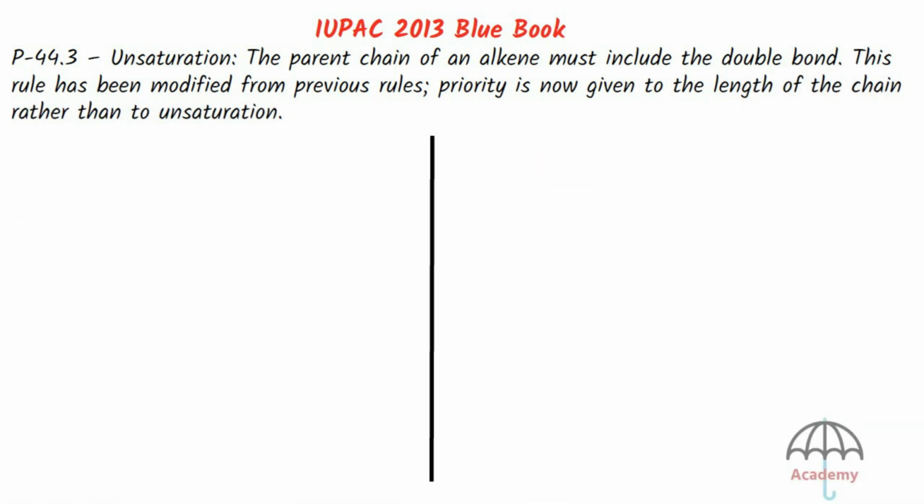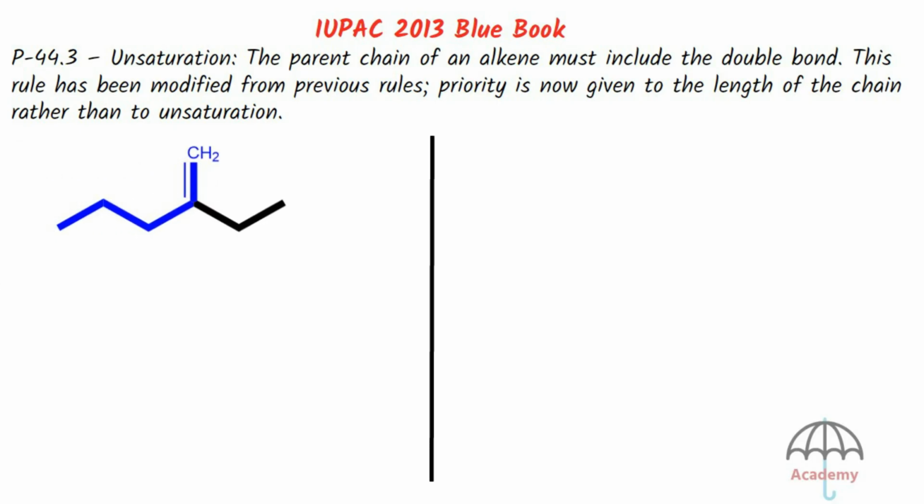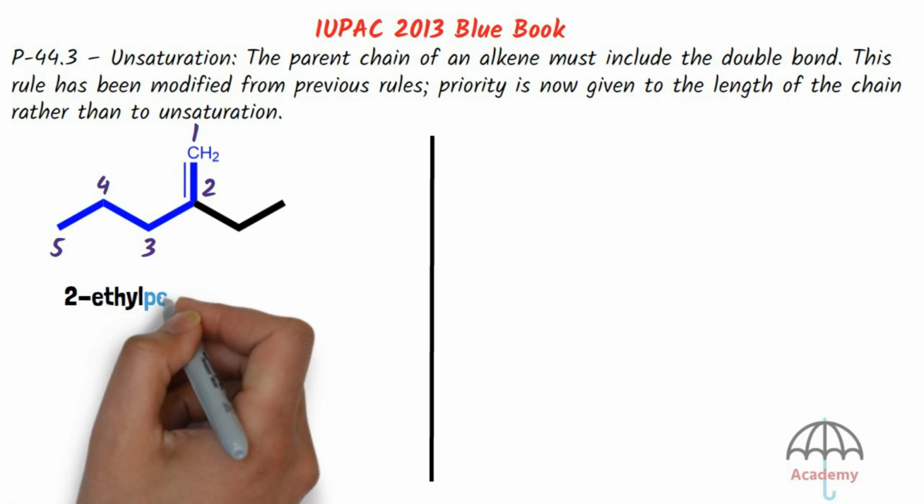To understand these changes, let us name this molecule as per old rules. We will number it like this, so that double bond is included in the longest chain and gets lowest locant. Notice that longest chain has 5 carbons and not 6 because double bond has to be included in the longest chain. The name of this molecule is 2-ethylpent-1-ene.